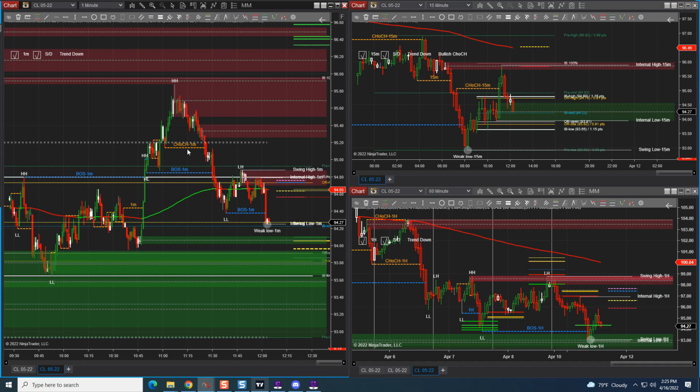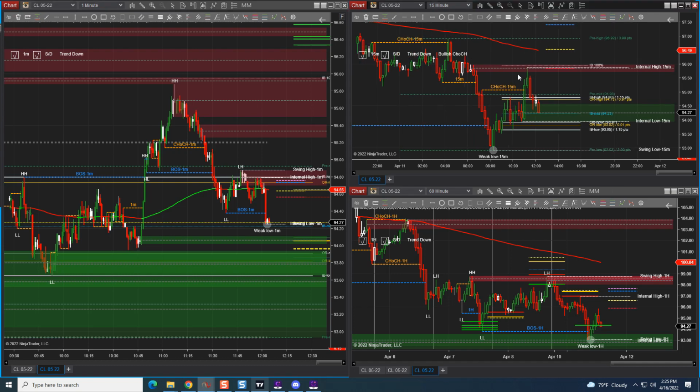I'm trying to be mindful of the fact that this is hindsight. But I'm trying to show you in the moment, you might not have taken that because you're looking at your 1 minute, and that's in a raging uptrend. But you're noting here that it's still downtrend here, and you've just popped a supply zone.